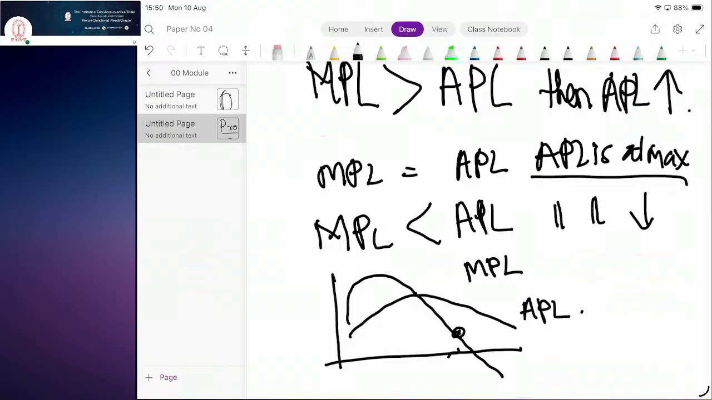The last one you write down. Rational producer will operate in stage 2. First stage is stage of increasing returns. Stage 2 is the rational zone or stage of diminishing marginal product. And stage 3 is the irrational zone where no firm will operate.